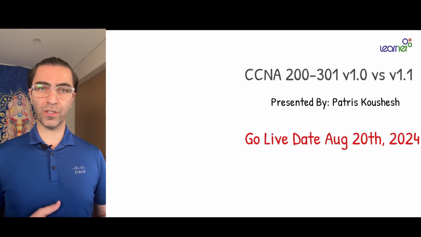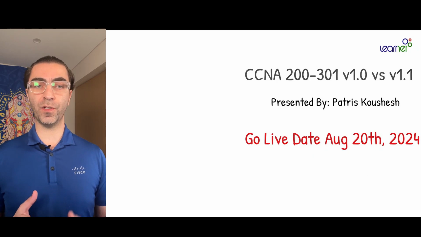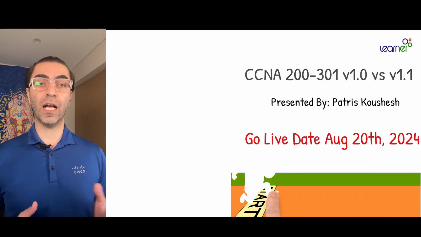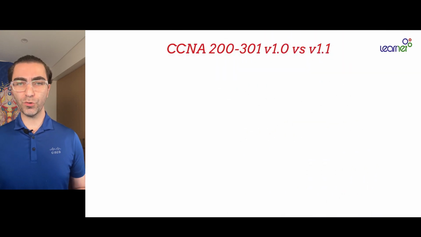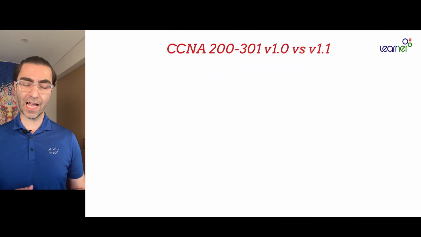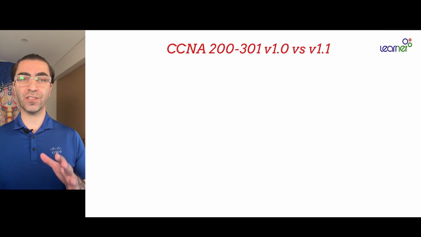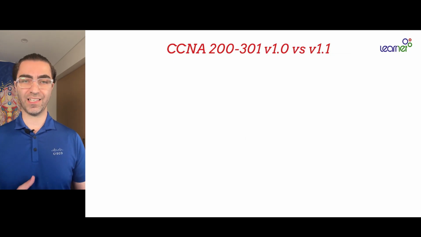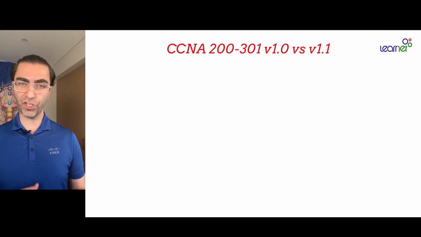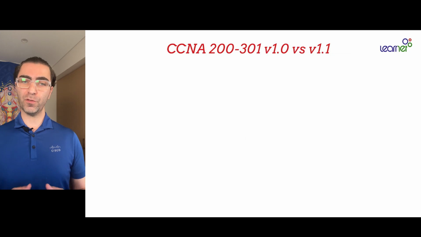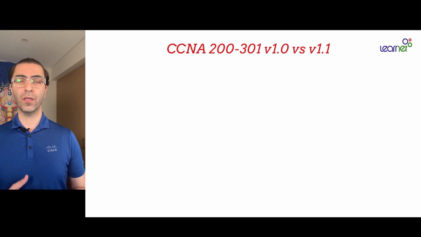Now let's review what the changes are and what the difference is between version 1.0 and 1.1. If you are planning to take the CCNA 200-301 exam, please do not rely on this video and always check Cisco's website for the latest news, because when you're watching this video, things might have changed. For version 1.1, you can download the blueprint from Cisco's website now.